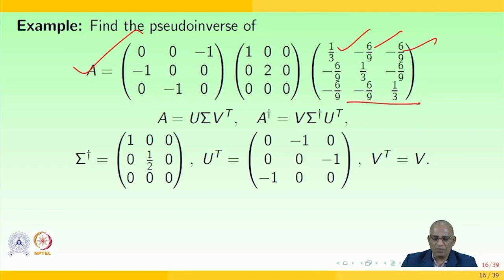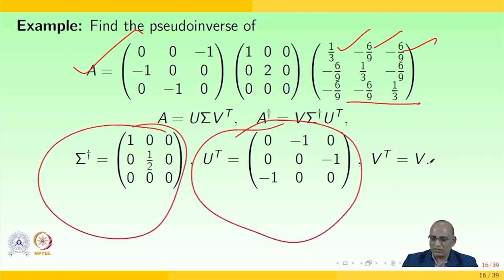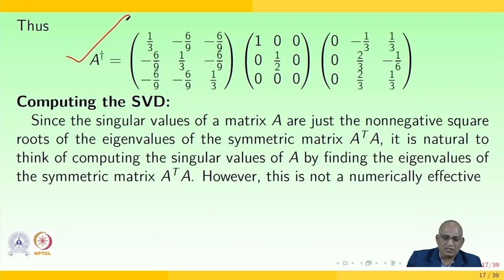So the matrix A is equal to U times sigma V transpose. So A plus is nothing but V times sigma plus U transpose, where sigma plus is this matrix and U transpose is this matrix. So ultimately V transpose is V. So what you get is you need to write this matrix A in the form of U transpose, which is equal to 0, minus 1, 0, 0, 0, minus 1. So thus the pseudo inverse A plus will be equivalent to 1 by 3, minus 6 by 9, minus 6 by 9, minus 6 by 9, 1 by 3, minus 6 by 9, minus 6 by 9, minus 6 by 9, 1 by 3, and this is the matrix you get.